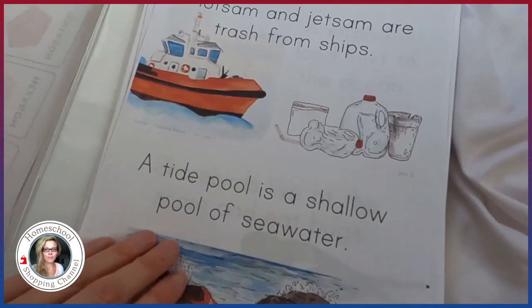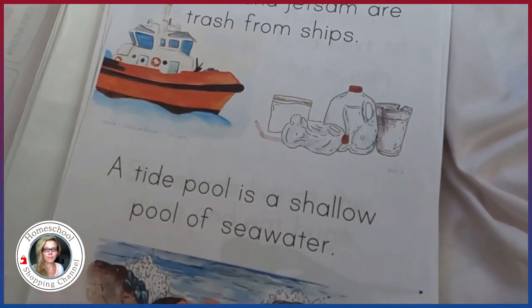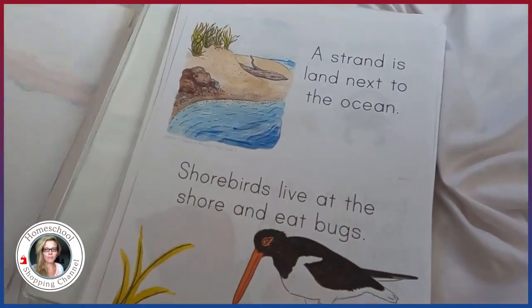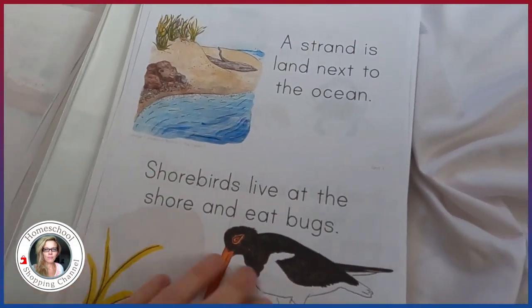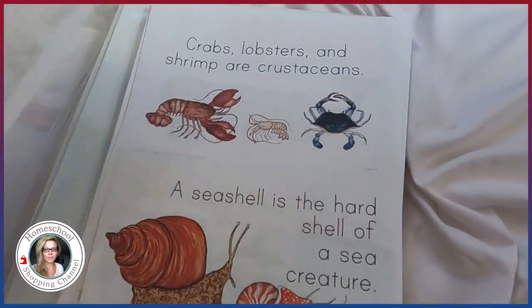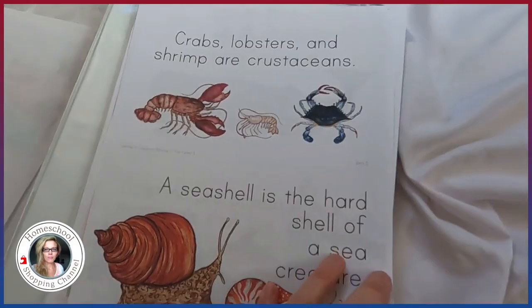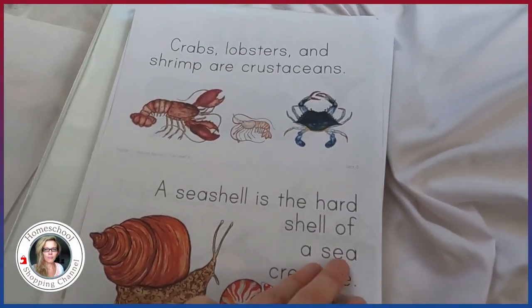I was like, let's focus on that. This is again from Gentle and Classical. Floatsam and jetsam are trash from ships. A tide pool is a shallow pool of seawater. Again, I didn't think that's super necessary. We have talked about it before, so they kind of know it. But I just didn't think it was necessary for their well-being that we memorize that stuff. If they had an interest in it, then sure.